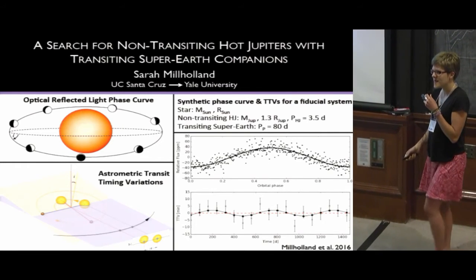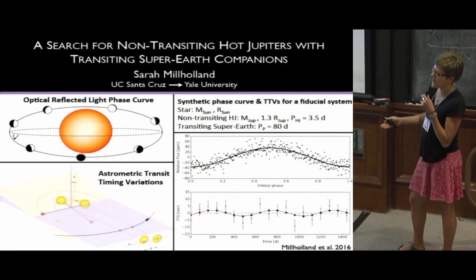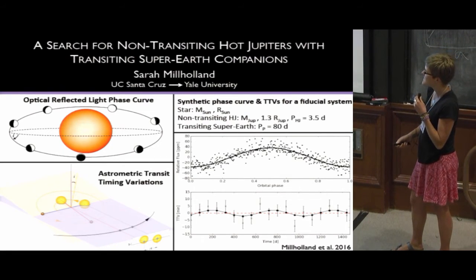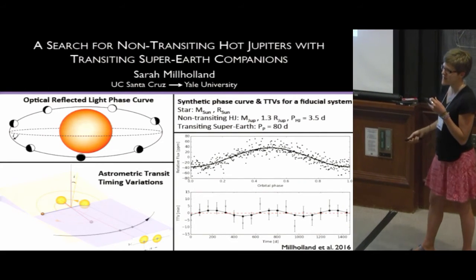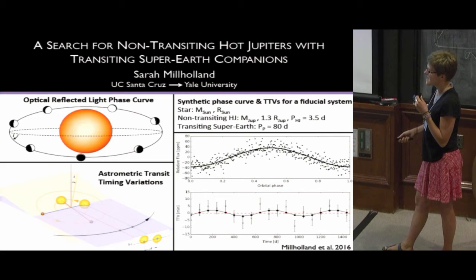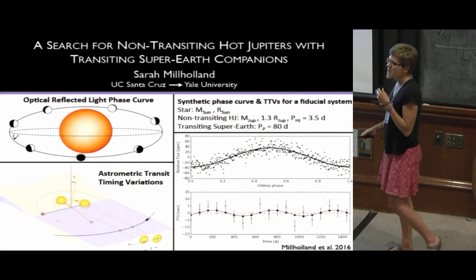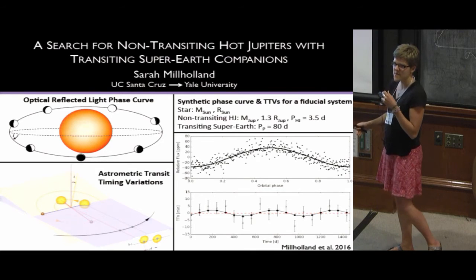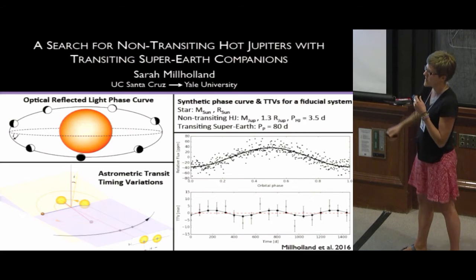Hi, my name is Sarah Millholland. I just finished my first year at UC Santa Cruz, but shortly after this workshop, I'll be transferring to Yale University. So a recent theory of in situ formation of hot Jupiters by Batygin et al. 2016 suggests that if some hot Jupiters can form in situ, they should be accompanied by nearby super-Earths whose orbits might be highly inclined with respect to the hot Jupiter's orbit.